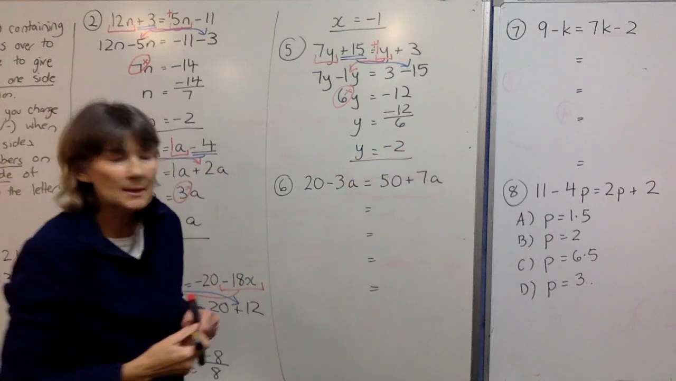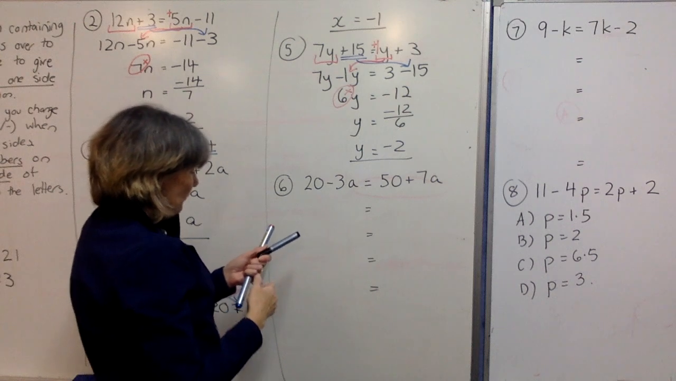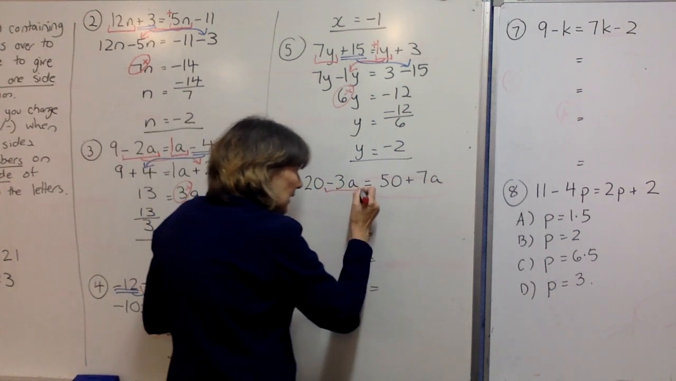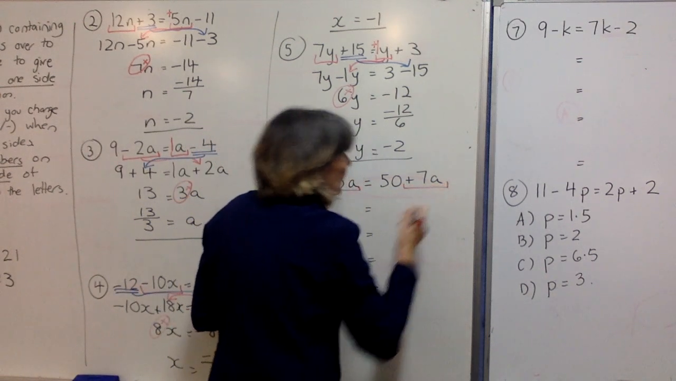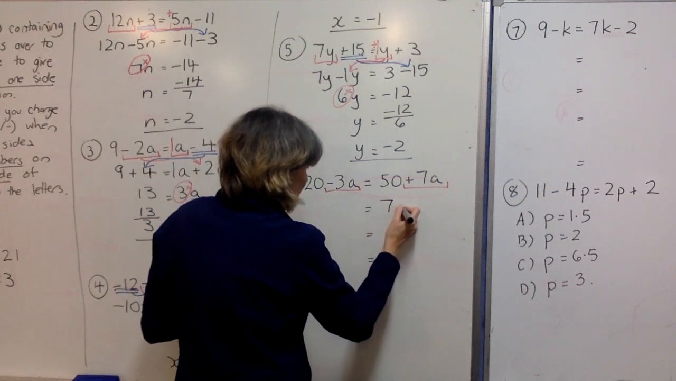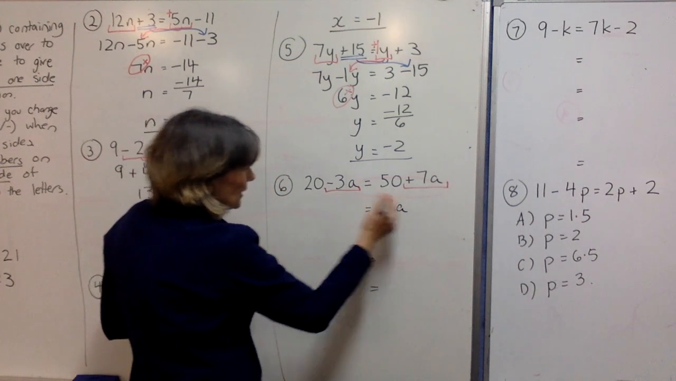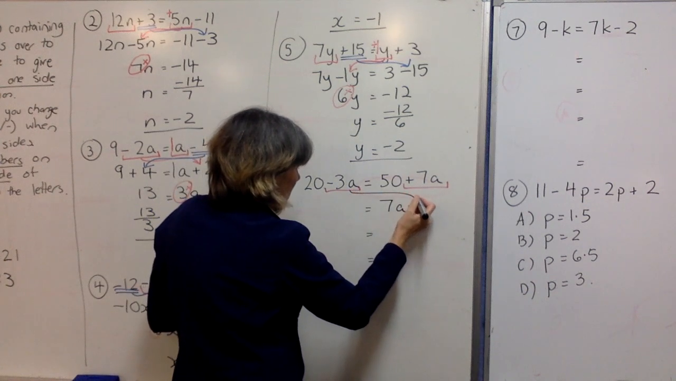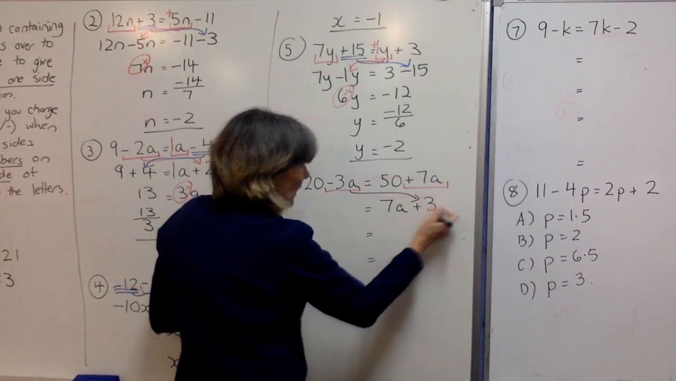All right, number 6. So we have this time minus 3a and plus 7a. Which is bigger? It's definitely the 7a. Minus 3a comes across and becomes plus 3a.